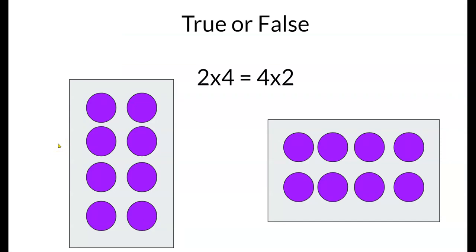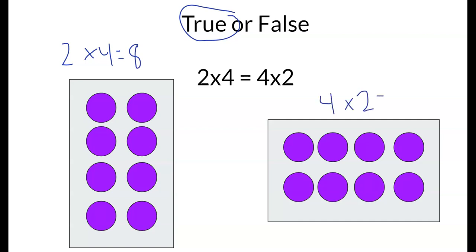Okay, so we just looked at 2 different multiplication sentences. 2 times 4 and 4 times 2. So true or false? 2 times 4 is equal to 4 times 2. This is true. We had 2 times 4, which is equal to 8. And then we did 4 times 2, which is equal to 8. So it is true, they are equal.